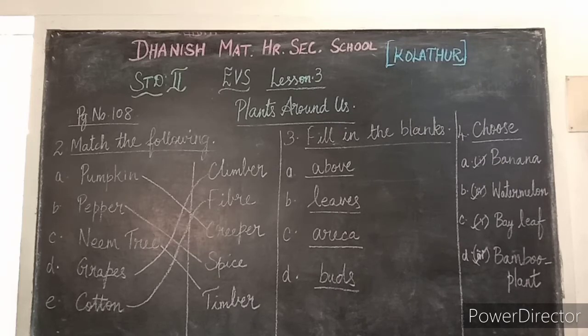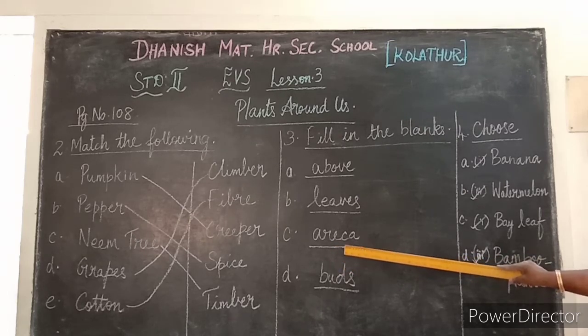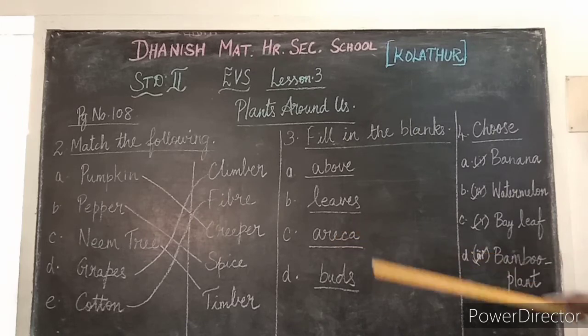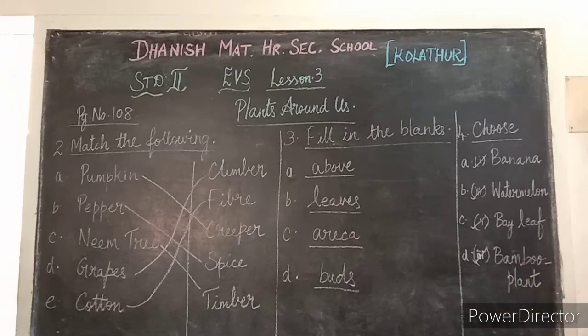Plates can be made from dash, that is areca or neem. What I taught you? I taught that plates can be made from areca. A-R-E-C-A, areca. You write in the dash, areca. We get plates from that plant. In this tree, we will get those plates. Plates can be made from areca.